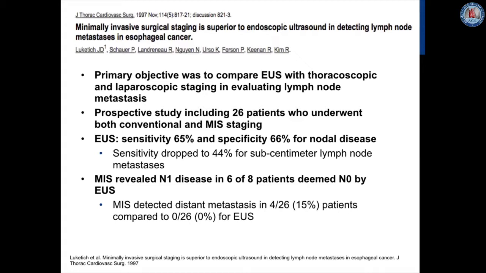Minimally invasive staging revealed positive nodal disease in 6 of 8 patients thought to have node-negative disease by conventional imaging. Moreover, while endoscopic ultrasound was unable to detect distant metastases in any patients, minimally invasive staging detected liver metastases in 4 of them. Therefore, we're seeing that the addition of MIS served to increase the accuracy for staging regional lymph nodes, with the added advantage of detection of occult metastases.